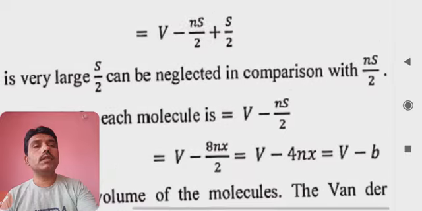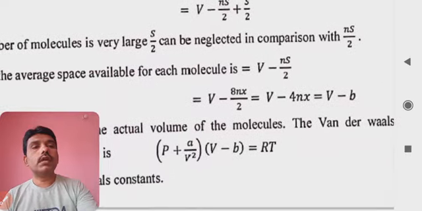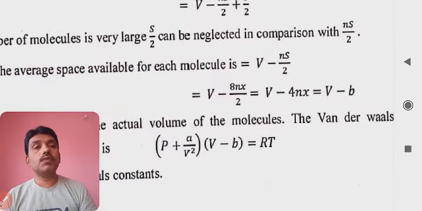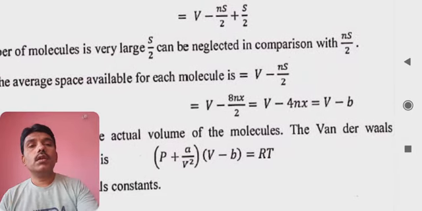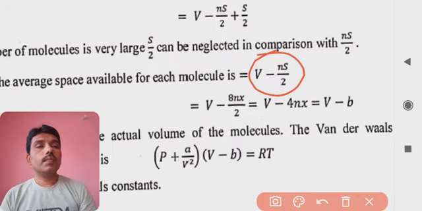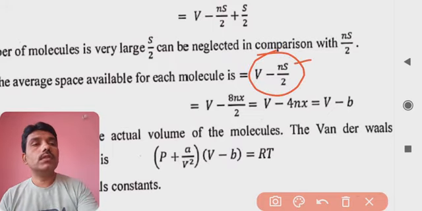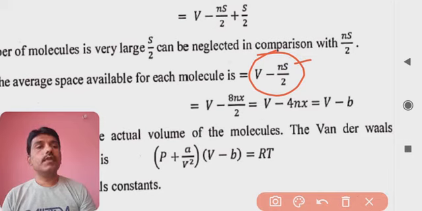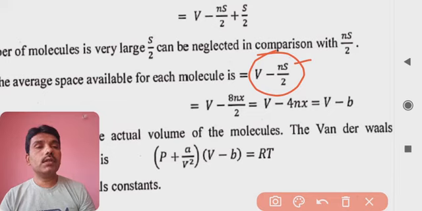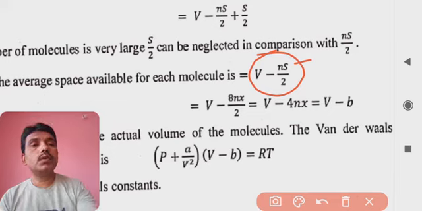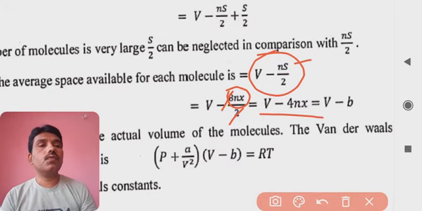So neglecting this s by 2, the average available space for each molecule is V minus ns by 2. Again putting the value of s that we wrote earlier, it is nearly 4x, and sorry, 8x. Putting the value of s as 8x, divided by 2, that is 8 by 2, that's why it is V minus 4nx.